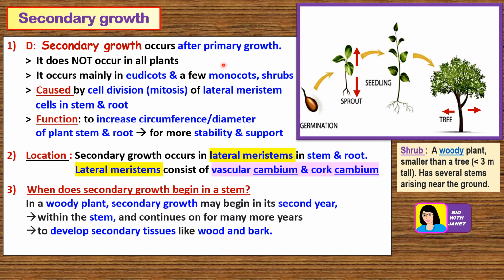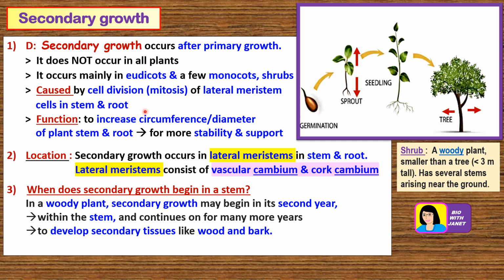Okay, so what is secondary growth? Secondary growth is defined as the growth that occurs after primary growth has stopped for a specific part of the stem or root. It does not occur in all plants. It occurs mainly in the eudicots, especially the woody trees, and a few monocots, which we'll discuss later. It is caused by cell division or mitosis of lateral meristem cells in the stem and root.